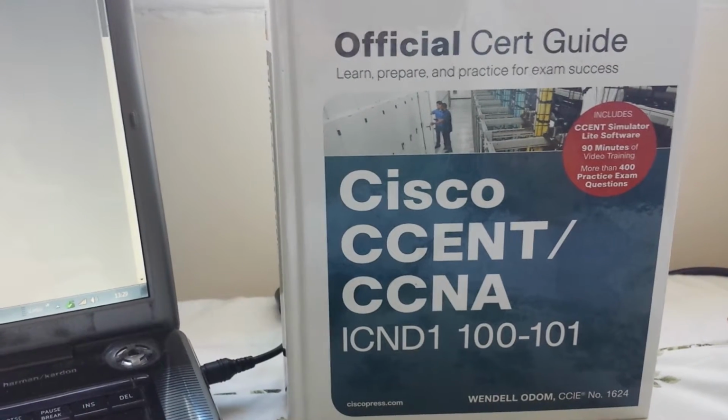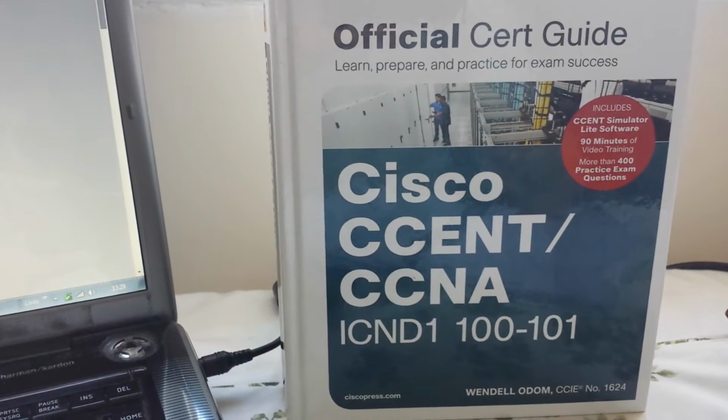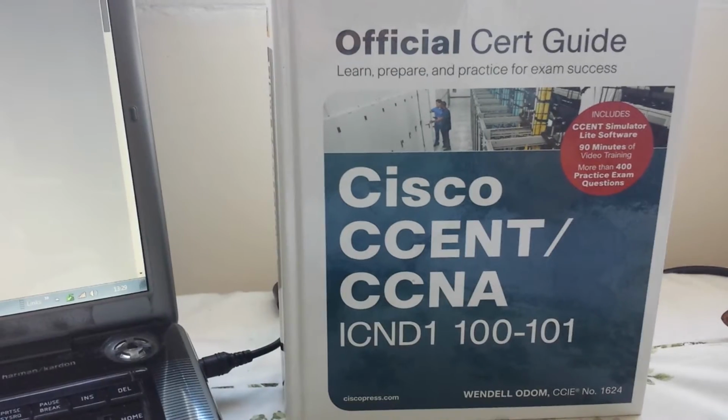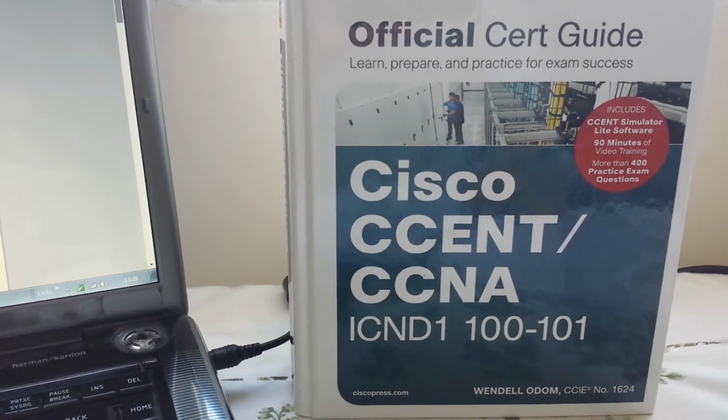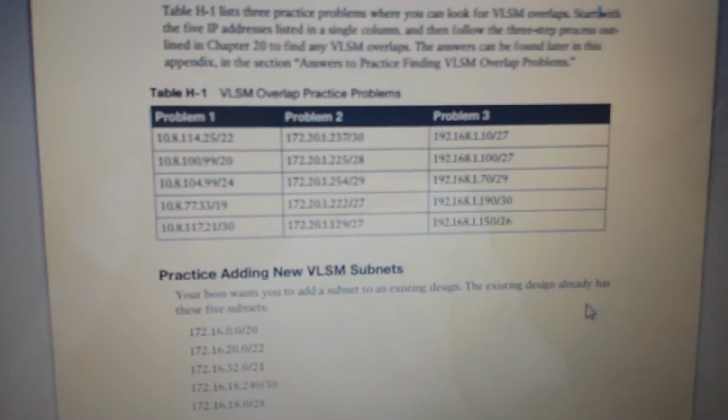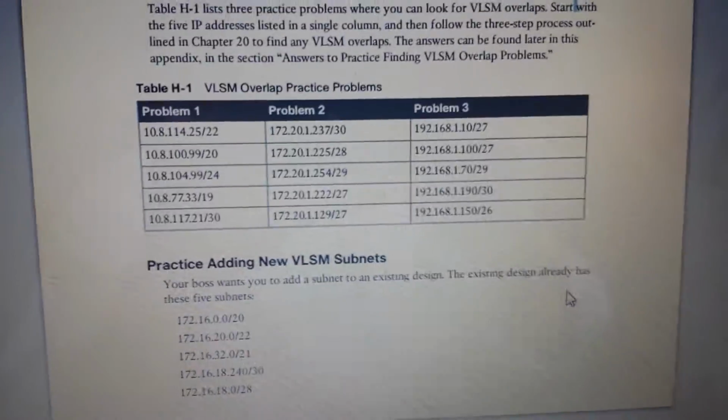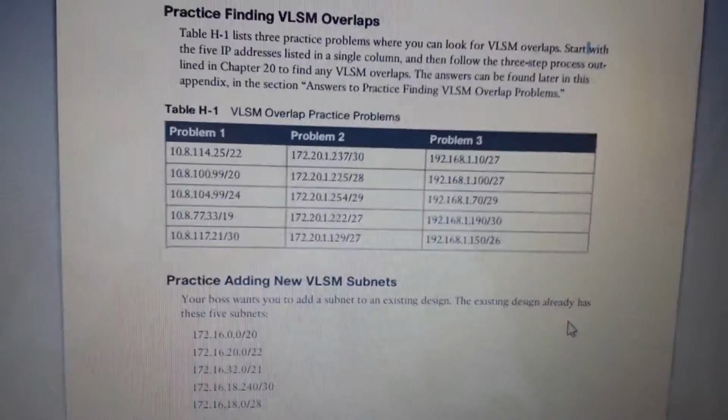Hello guys, I'm preparing for my CCNA exam and I have a question which I have solved very quickly. This is about VLSM overlaps. This is Appendix H from the CCNA ICND1 CD, which is included in the official book. I'm going to solve problem number 2 here.